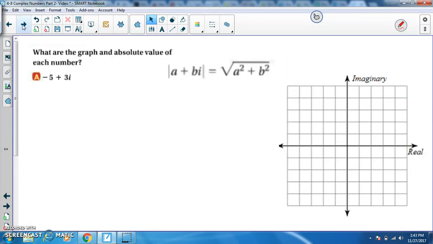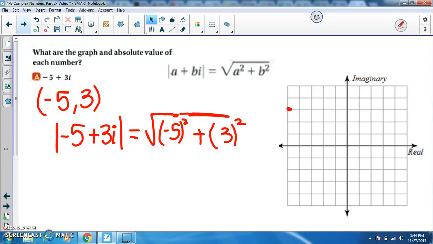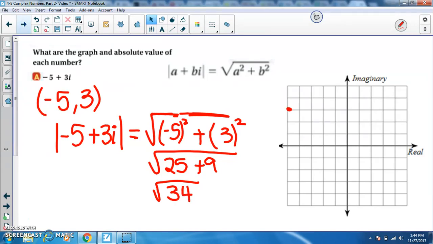What are the graph and the absolute value of each number? So we have -5 plus 3i. If we're looking at our imaginary plane, I'm going to go to -5, 3. So I'm going to go left 5, up 3. And that is the point (-5, 3). In order to find the absolute value of -5 plus 3i, it is equal to the square root of -5 squared plus 3 squared. And that is 25 plus 9, which is the square root of 34.